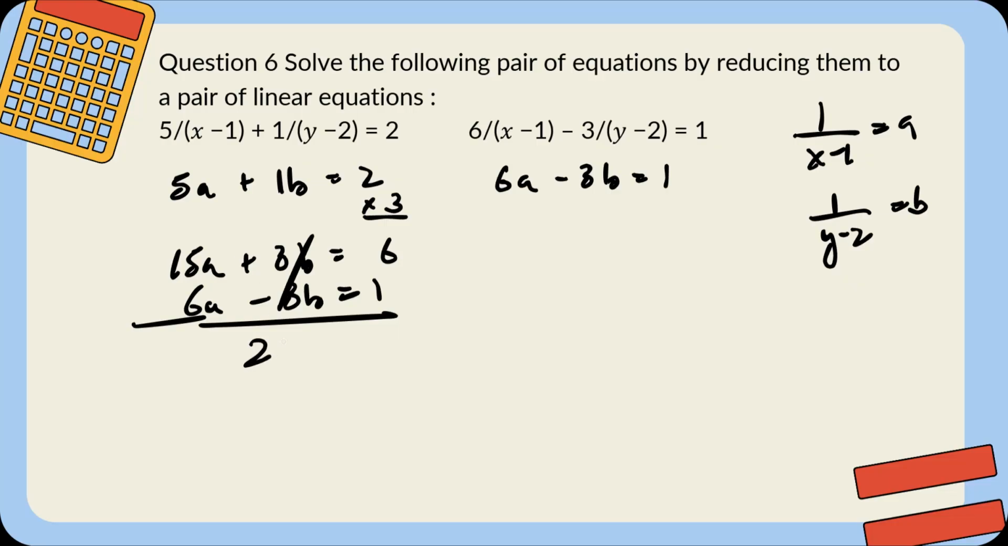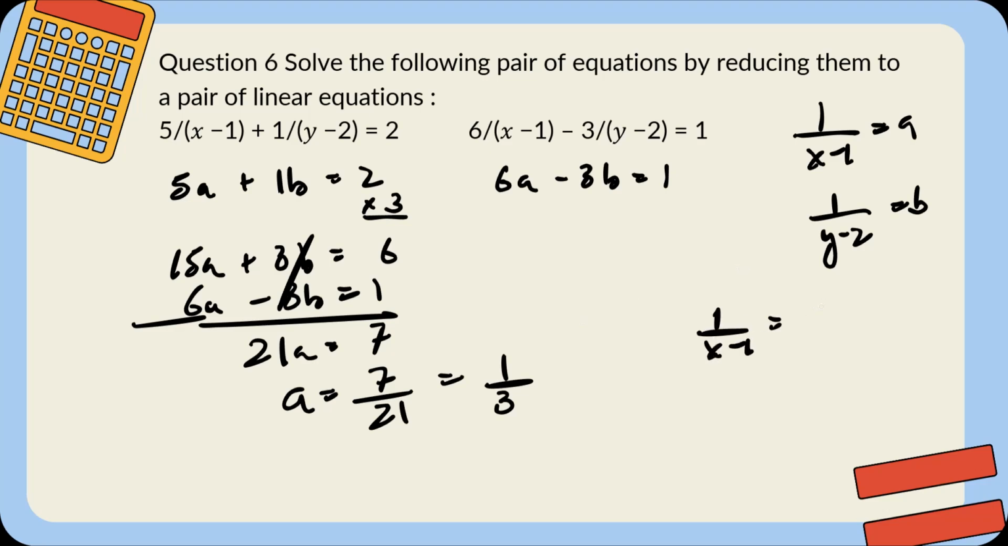You will get 15a plus 6a, the sum will be 21a, and 6 plus 1 is 7. 3b and minus 3b will cancel, right? So 21a is equal to 7. So a is equal to 7 by 21. All right. Now I got a, right? a is equal to 1 by 3, correct? 7 by 21 simplified will be 1 by 3.